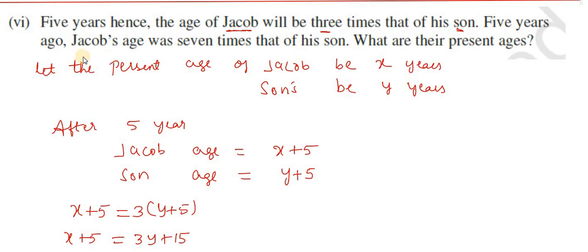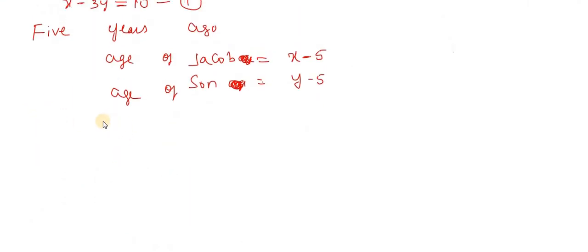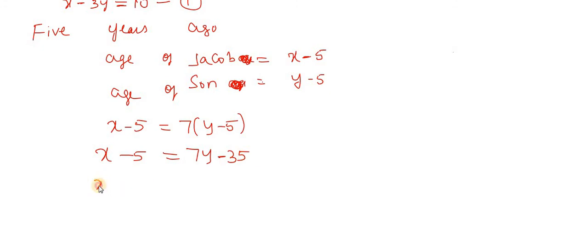Second condition: 5 years ago, Jacob's age was 7 times his son's. Jacob, x minus 5, equals 7 times his son's age, y minus 5. That's it. So simplify again: x minus 5 equals 7y minus 35, since 7 fives are 35.